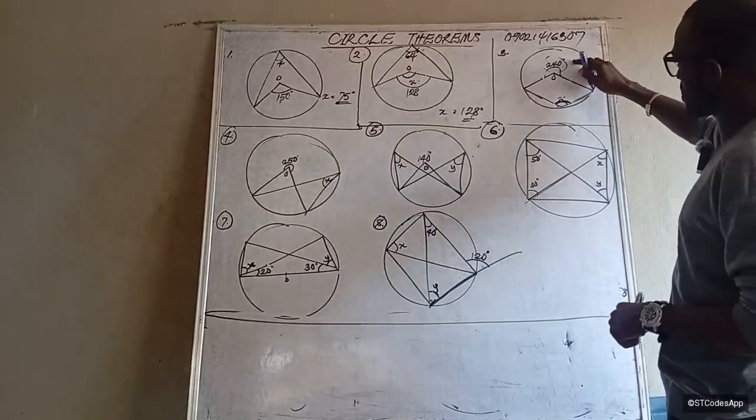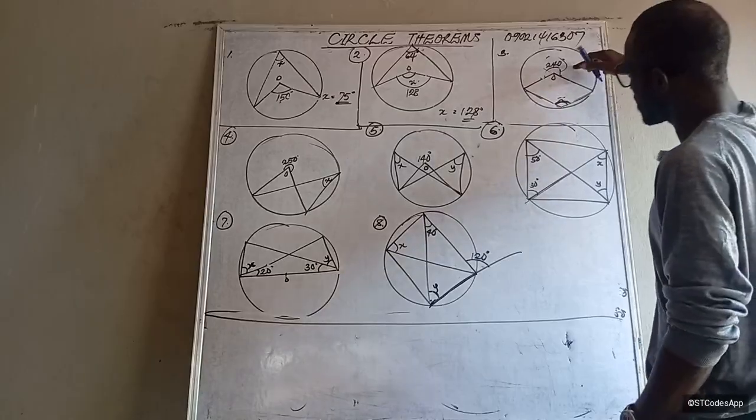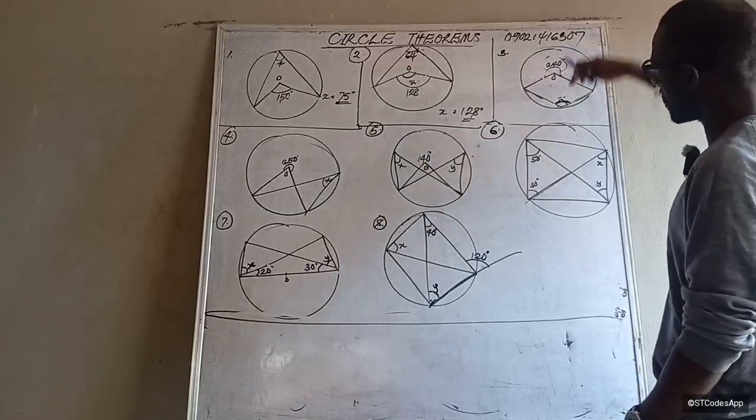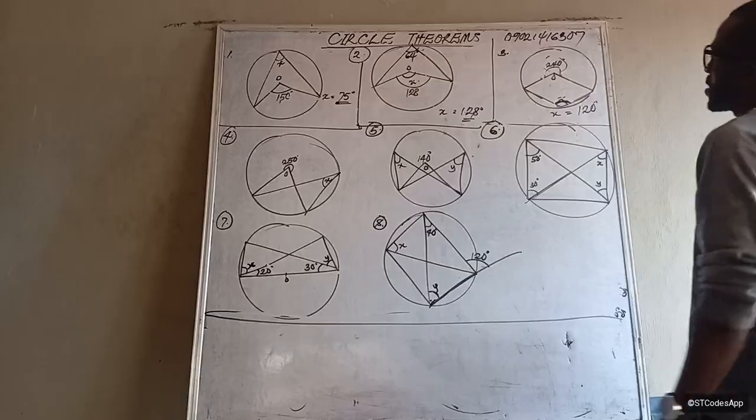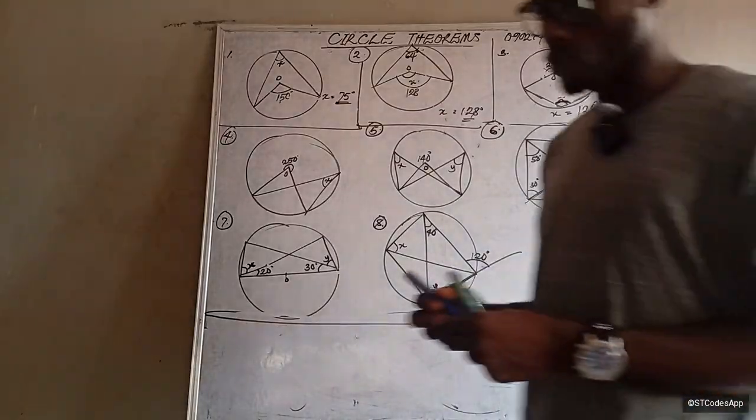So double of this gave this. That is 2 times of this gave this. So half of this will give this. So x equal to what? Half of that, which is 120, granite. See how simple those ones are.